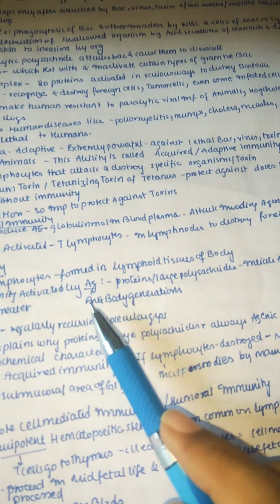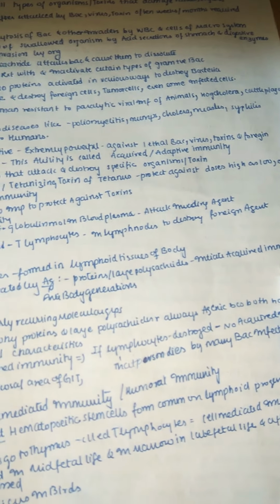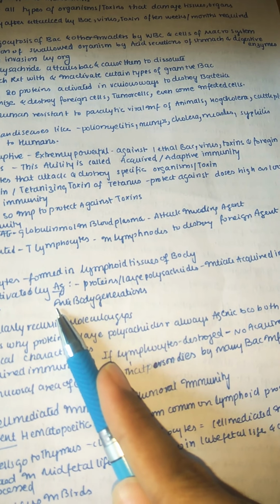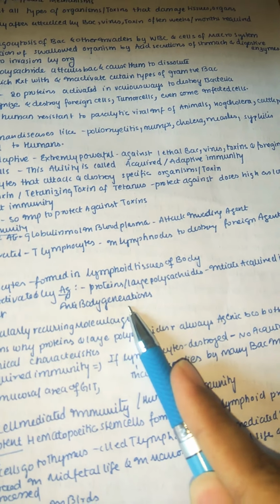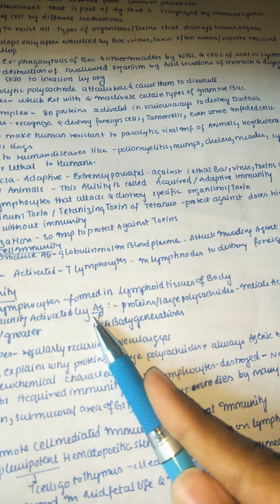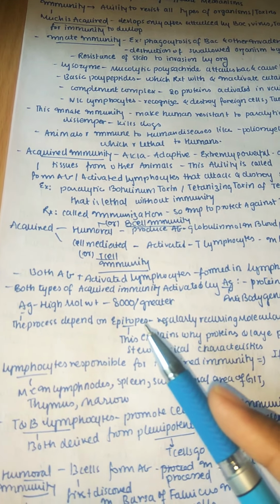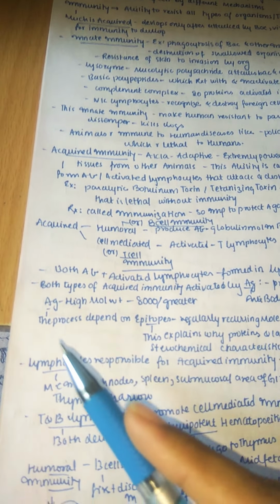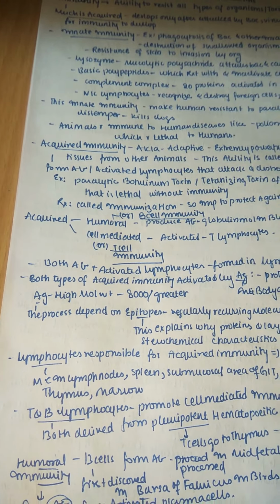So antigen is nothing but a protein or a large polysaccharide which initiates the acquired immunity. These antigens are also called antibody generators, because when an antigen is formed, only then will an antibody form against it. An antigen has a high molecular weight, about 8,000 or greater, and this process mainly depends on the epitopes.